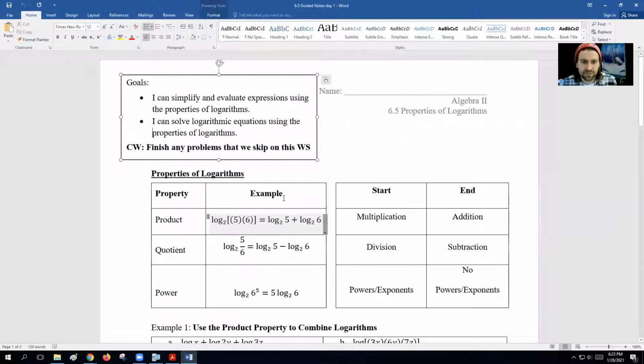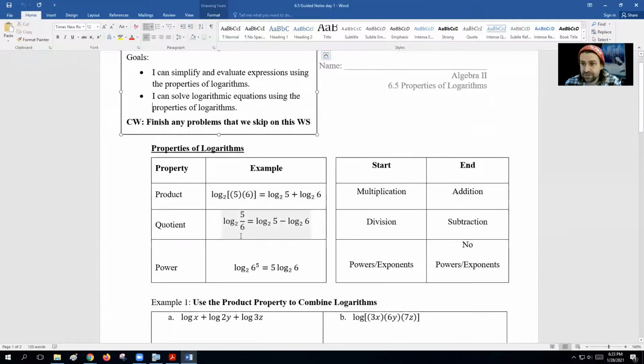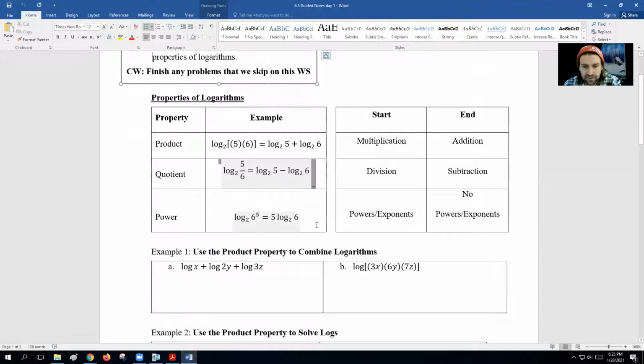So a couple things about logarithms: if we're multiplying two things inside the log together, that's the same thing as adding two separate logs with the same base. So log base 2 of 5 times 6 is the same thing as log base 2 of 5 plus log base 2 of 6. Division goes to subtraction. So if we got log base 2 of 5 divided by 6, that's the same as log base 2 of 5 minus log base 2 of 6. And powers would actually represent multiplication. So log base 2 of 6 to the 5th power ends up being 5 log base 2 of 6.